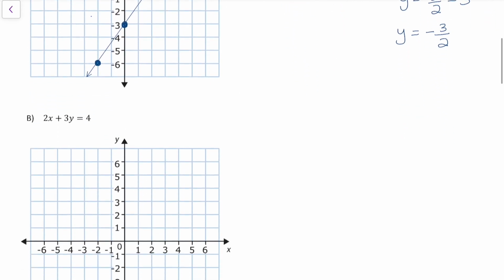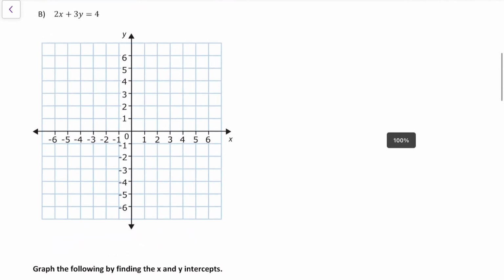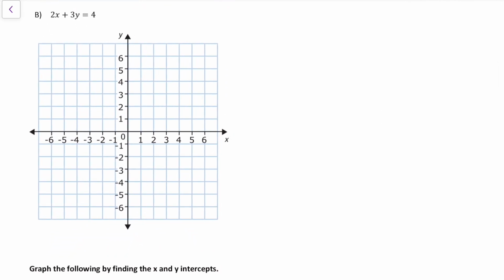Okay, let's try this next one. Again, we're creating a table of values. So I'm going to create my X and Y table. I'm choosing some X's. Again, I like to choose these ones, but you can choose whichever ones you like. And then we're just going to substitute these numbers into the equation, and it looks like this equation's in standard form. 2x plus 3y equals 4. But the process is the same.